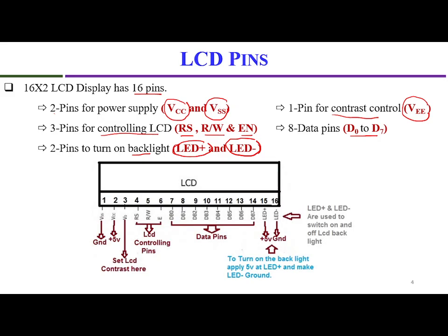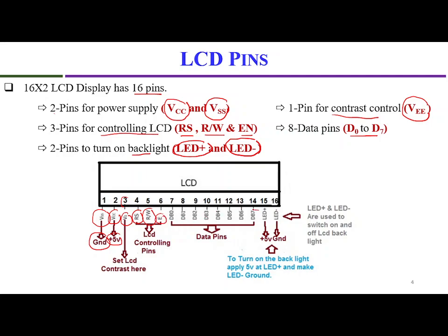So here you can see the functional diagram. Pin number 1 is VSS pin that goes to ground of the supply. Pin number 2 is VCC that goes to plus 5 volt of the supply. Pin number 3 is sometimes called V0 or sometimes written as VEE. It is used to set LCD contrast and goes to a potentiometer. Then pins number 4, 5, 6 are controlling pins. They are RS, R/W, and E pin.